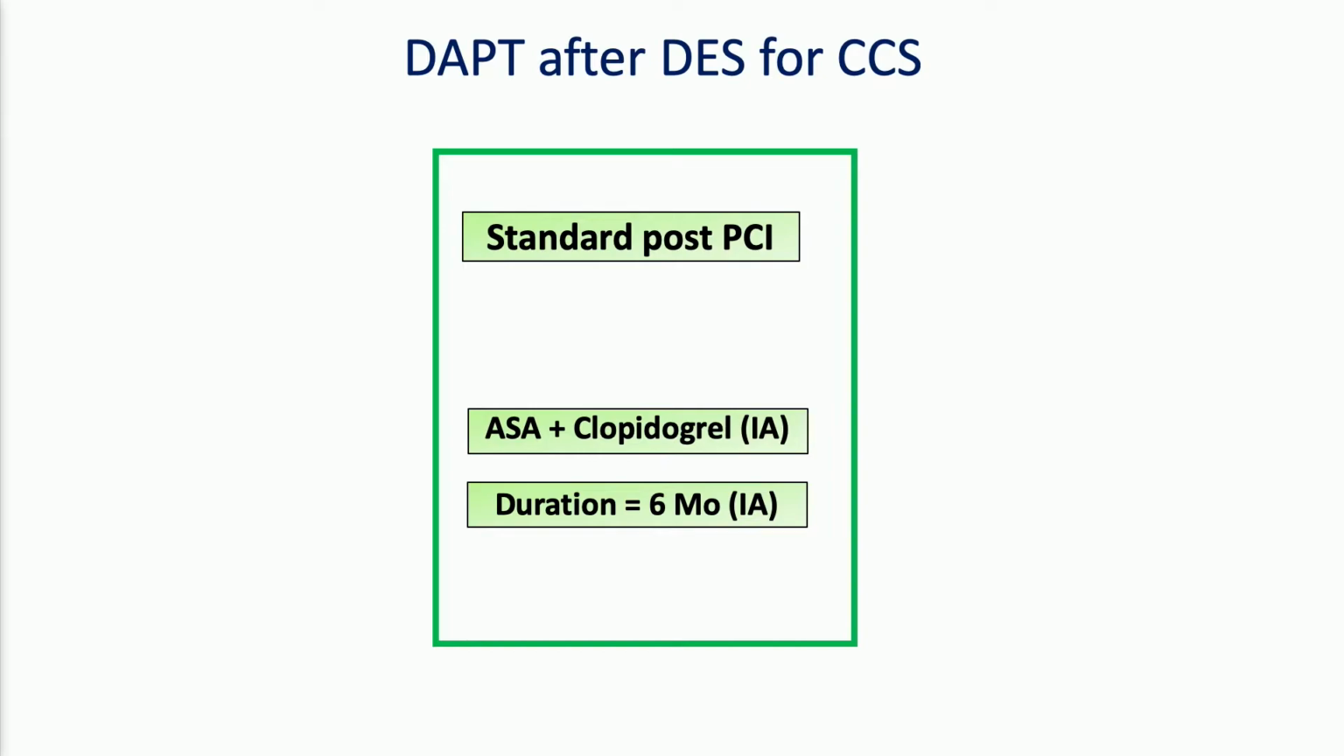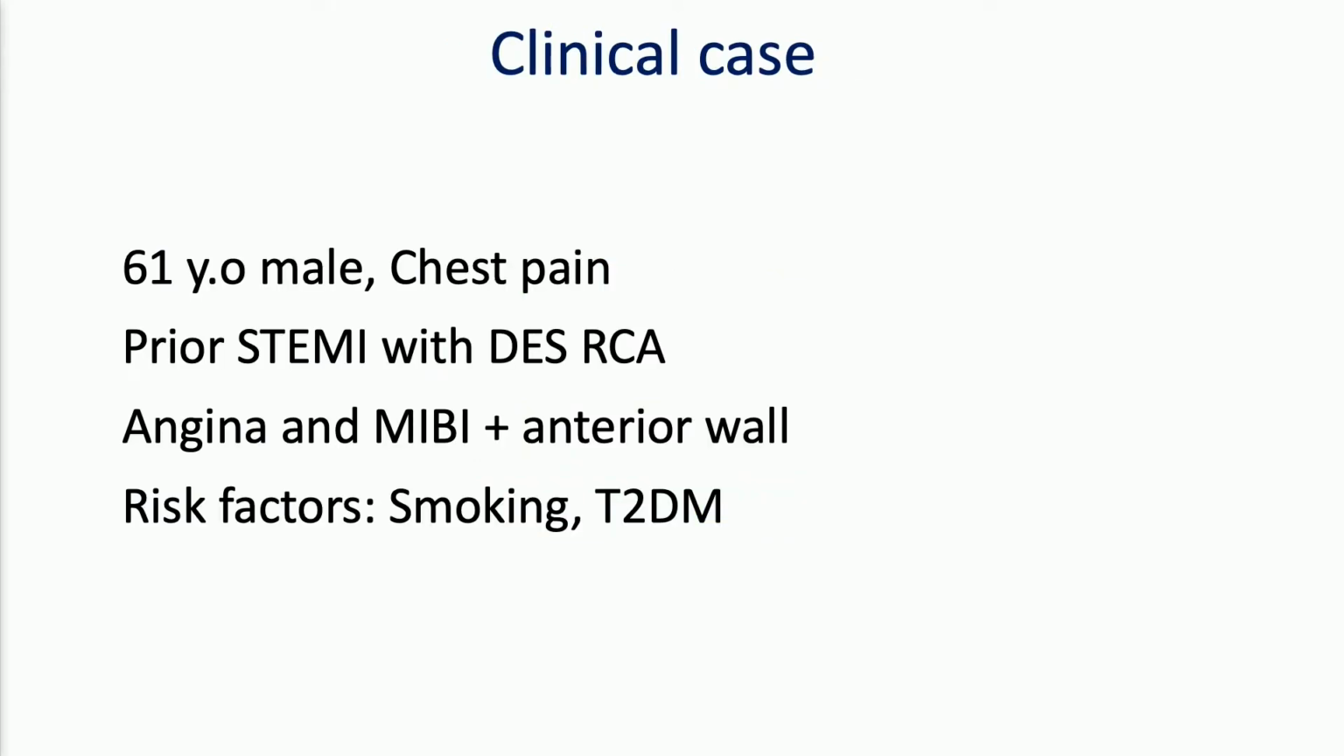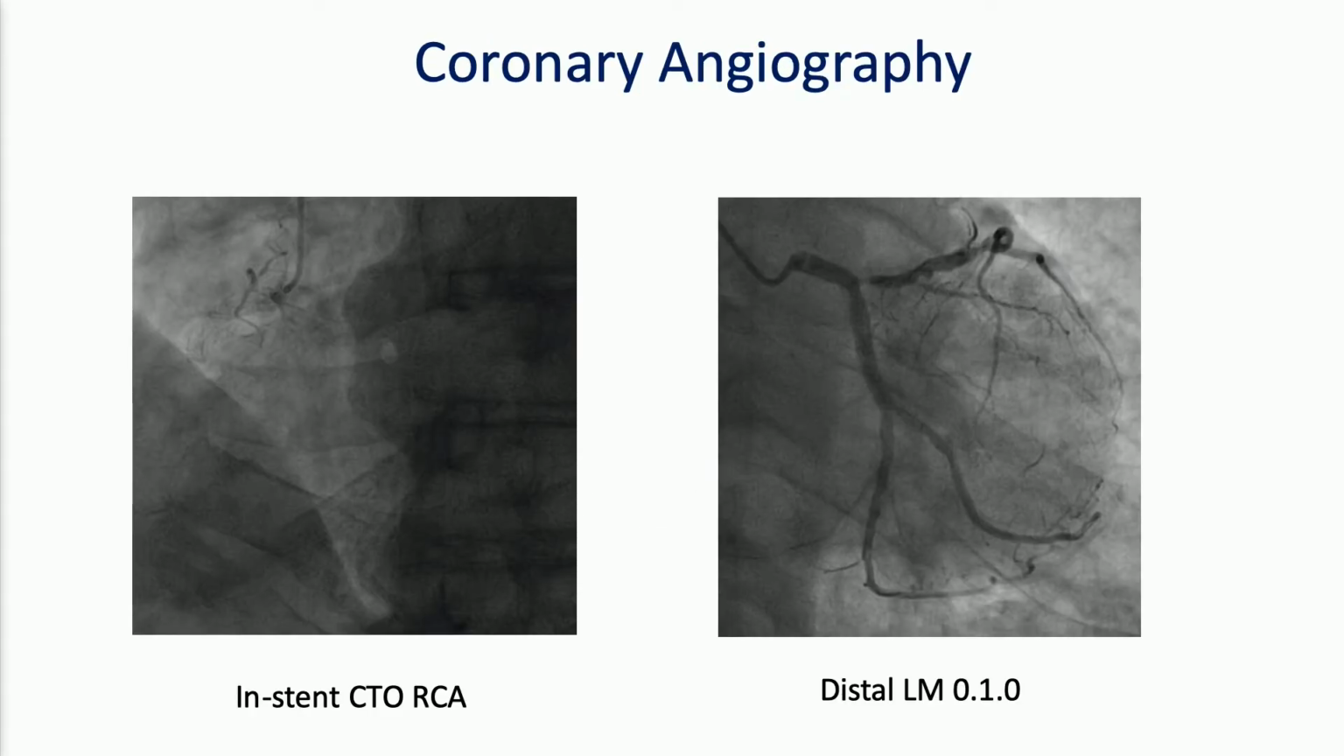And accordingly, for a stable patient with a drug-eluting stent, let's say that the rule or the standard of care is to give aspirin and clopidogrel for 6 months. That's the rule. But sometimes it's not exactly like that. We can have, again, a stable patient, 61, chest pain, but with prior history of coronary artery disease with STEMI, and he has anterior wall ischemia on the MIBI, and it's a diabetic patient.